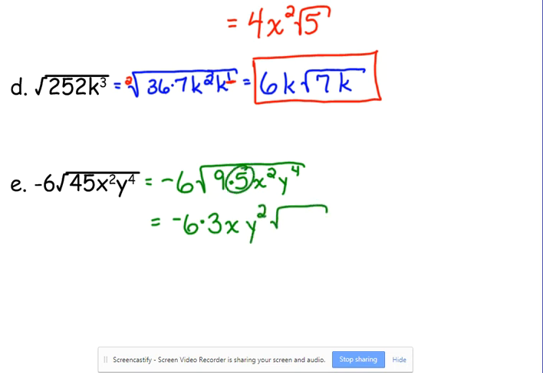So what did I leave under there? If you have to leave something under there, you may want to circle it. It might help you out when you're going back to figure out what should and should not be under there. Okay? So then the only thing left to do is multiply the negative 6 and the 3. So negative 18xy squared, square root of 5.